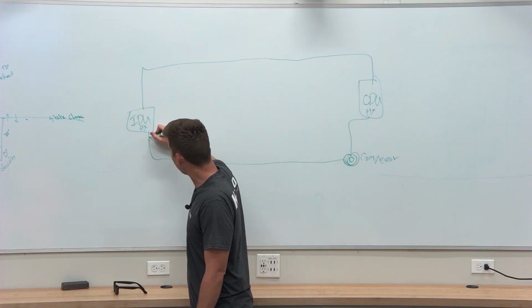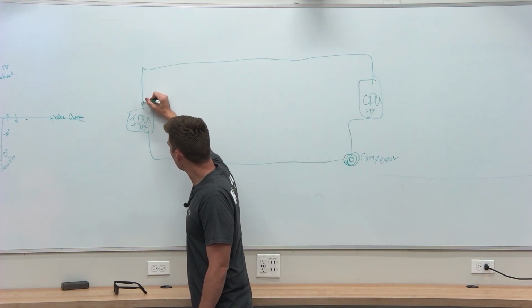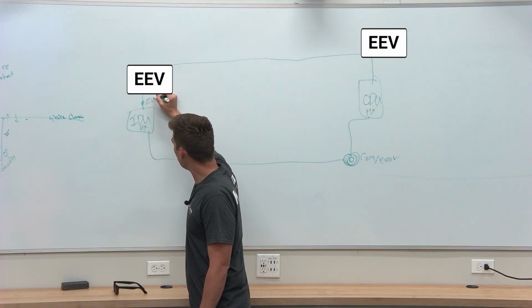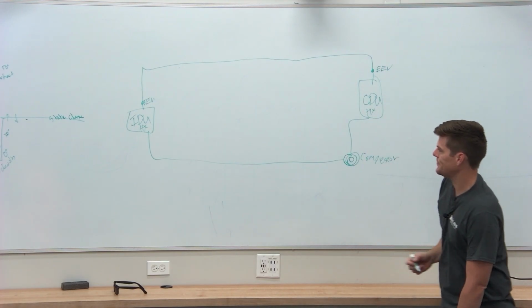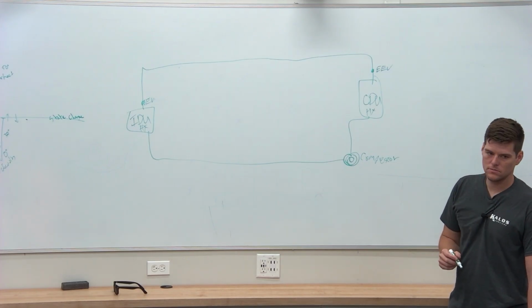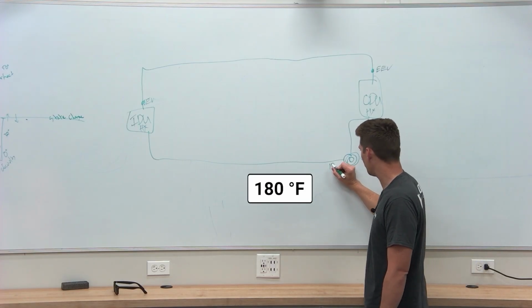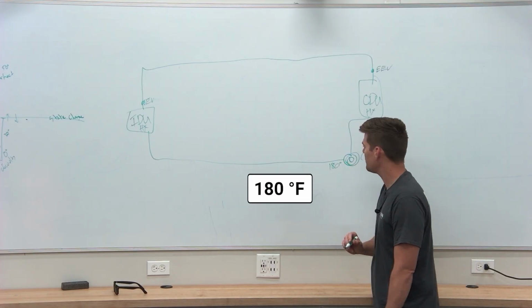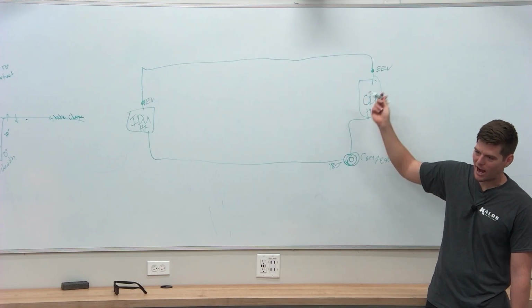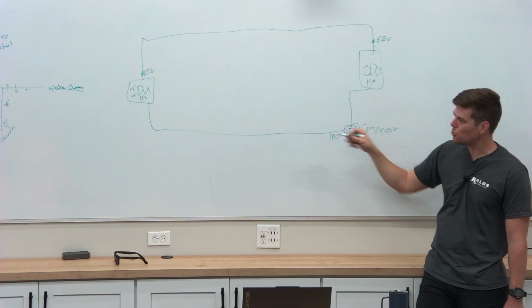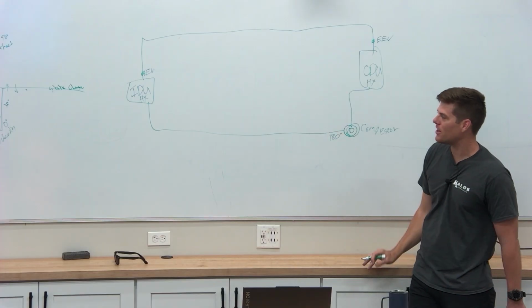Sure, we'll add an EEV. Okay, give me a discharge temperature. Just pick a temperature. 180. 180, okay, I like it. 180 degrees. Obviously, this is not an accurate representation. This would go to a four-way valve, then out of the four-way valve, back into the dual gas line over to one of the indoor units.